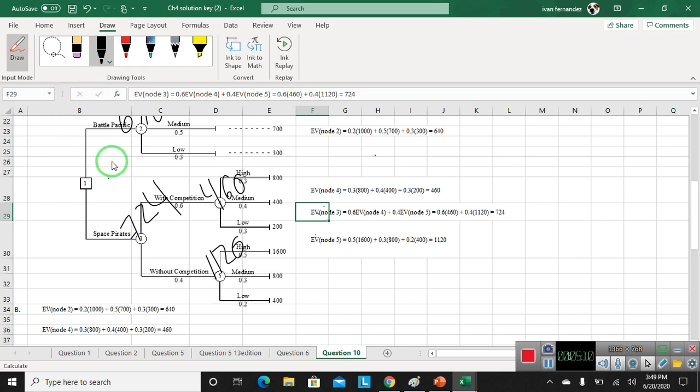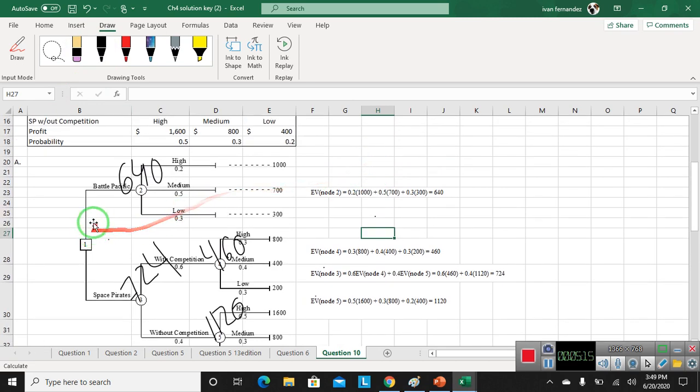724. So, other things being equal right now, if you are at decision node number 1, you now know what to expect out of this game. Which of these two has the higher expected value? Space Pirates. With 724, Space Pirates has a higher expected value than Battle Pacific. Therefore, you should sell Space Pirates.